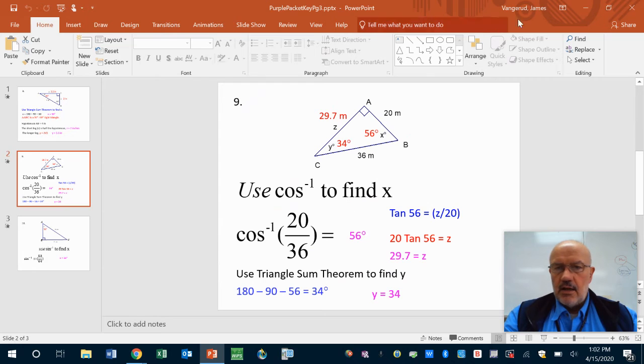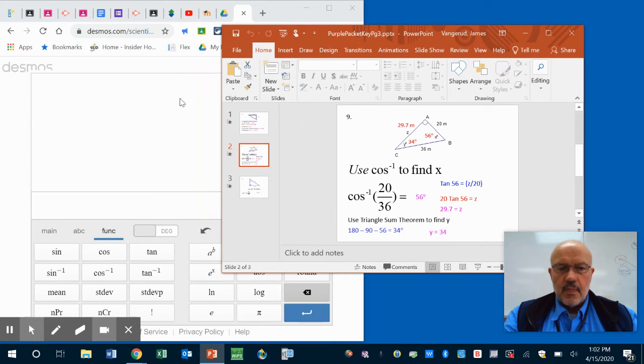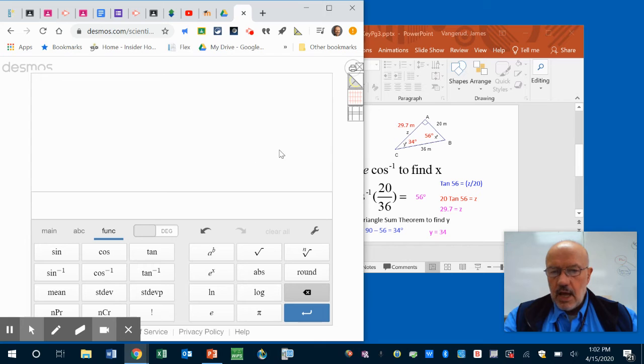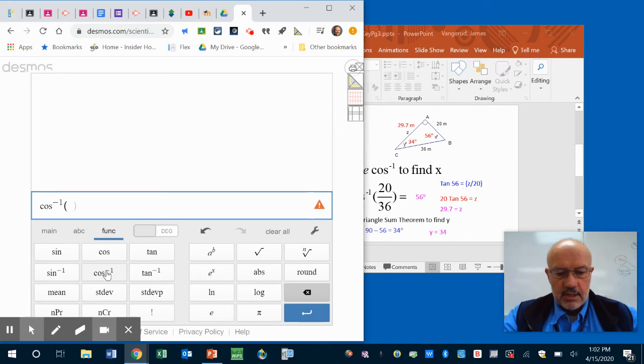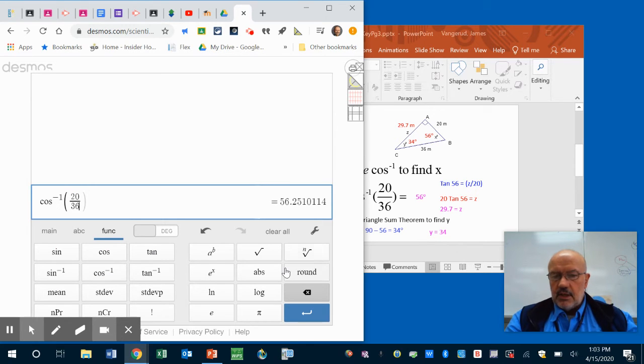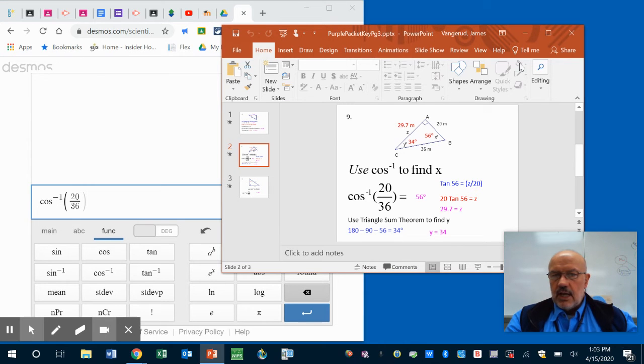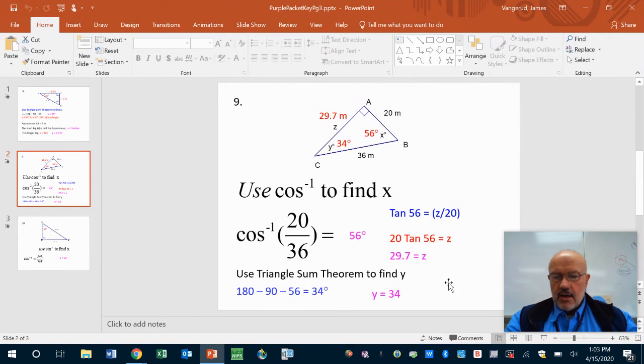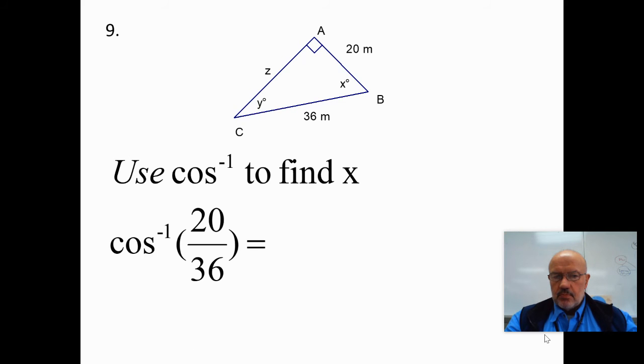Let's go back to the calculator and put that in and see what we have. So we said cosine, right? So this one, second, or inverse cosine, 20 over 36. 20 divided by 36. It tells us that's a 56-degree angle, which you could see right here. Okay, so let's go back to the PowerPoint slide. All right. Here's where we were, 56 degrees.